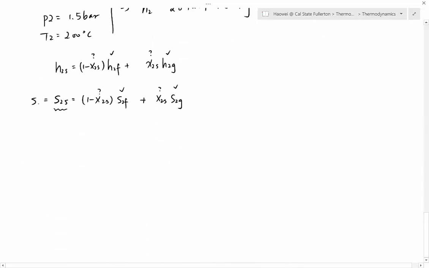S2s is equal to s1, and we do have s1. So now take a look: one equation with only one unknown, we can easily find x2s. Okay, so now we perform algebra. x2s is equal to s2s minus s2f, divided by s2g minus s2f. You can memorize this format, which will make your calculation quicker in the future. It's actual minus f point, divided by g point minus f point. And we know s2s is equal to s1.